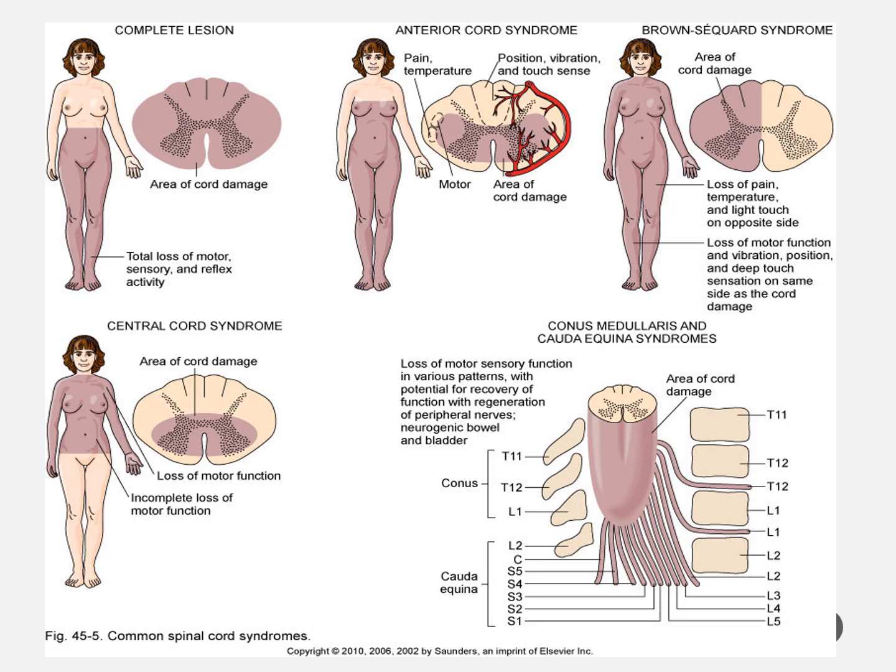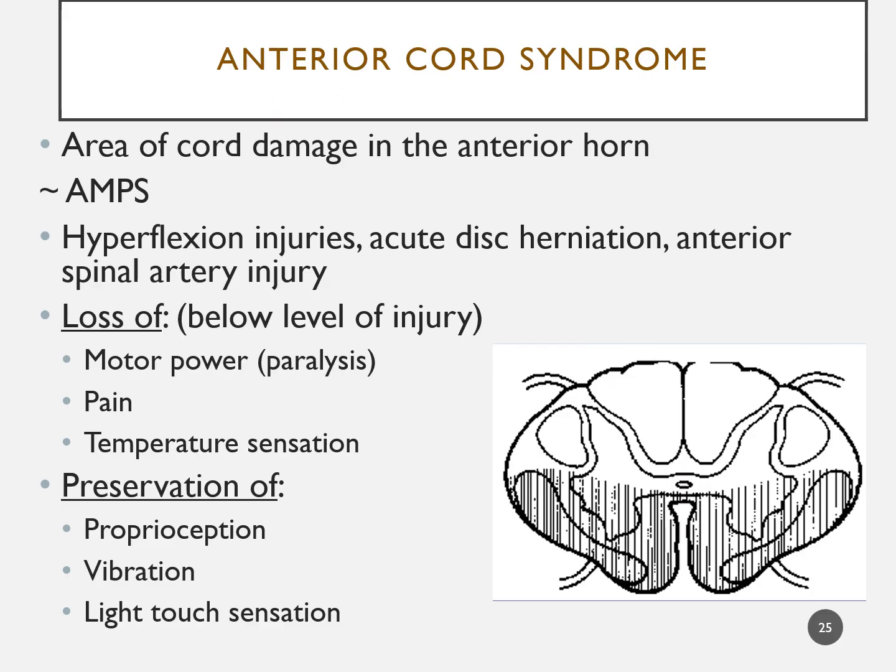We can have Brown-Séquard, so there's injury on half of our cord. And then central cord, there's injury on the inside of the cord, and that's typically an incomplete loss of our motor function. So just to go through those a little bit more clearly, the anterior cord syndrome.